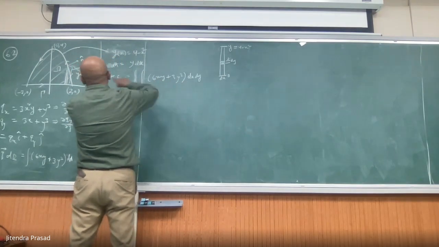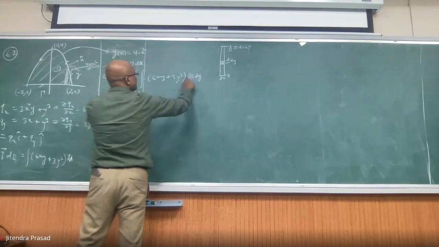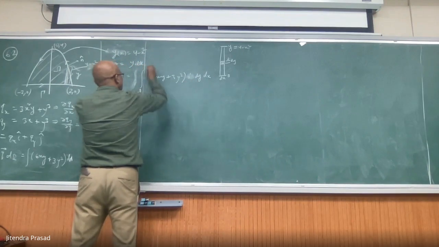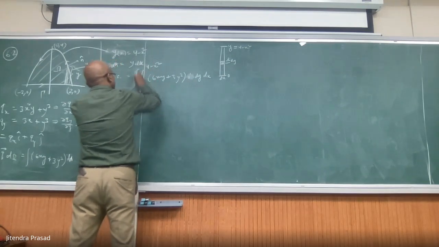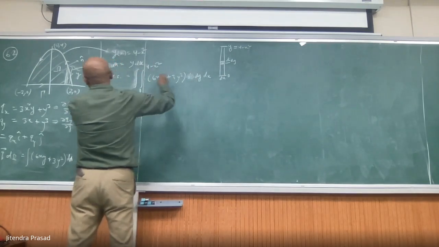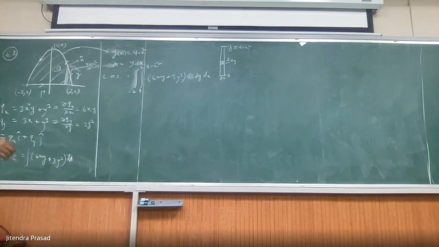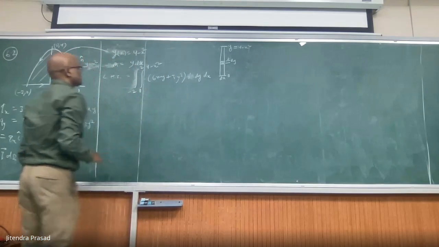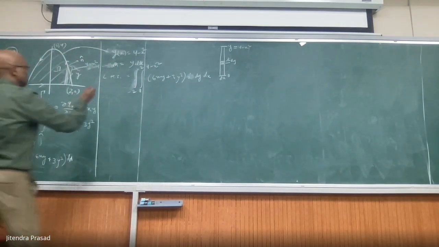Then y is varying, so y will be here and dx here. So y is varying from 0 to 4 minus x square, and then you have x which is varying from minus 2 to 2. So you do like this for minus x square. Whatever the value is, you can find that out. So easily it can be done.